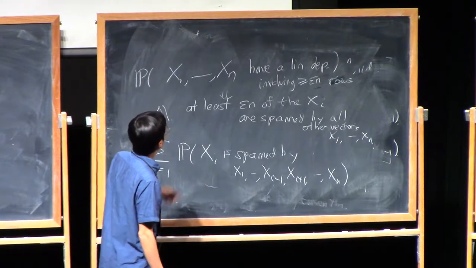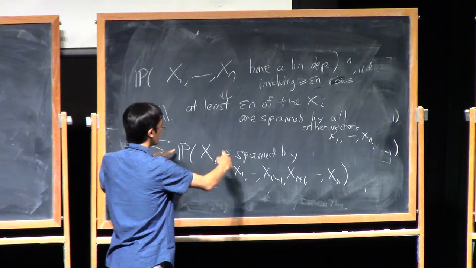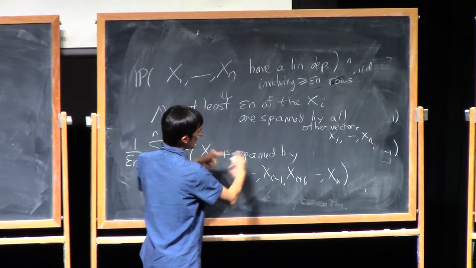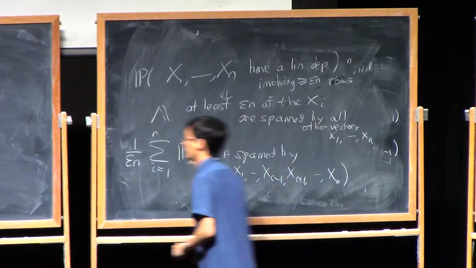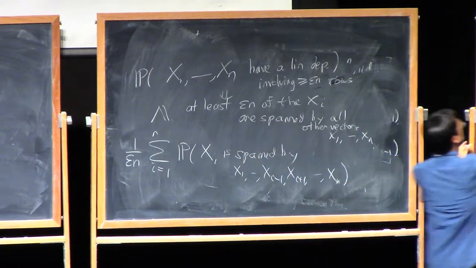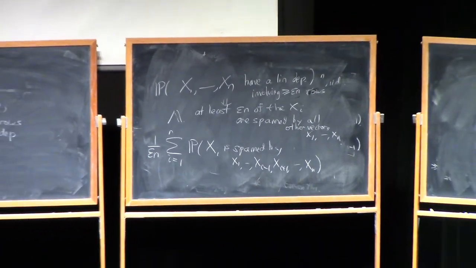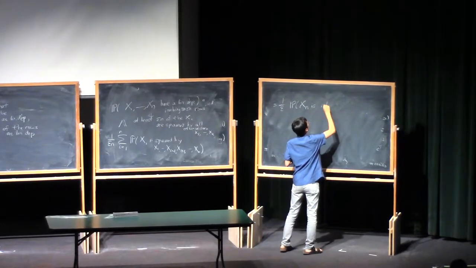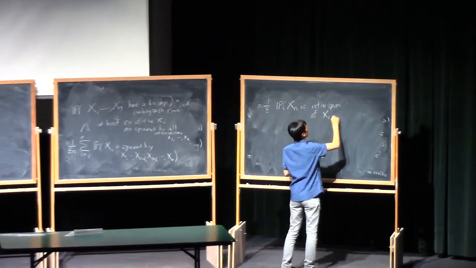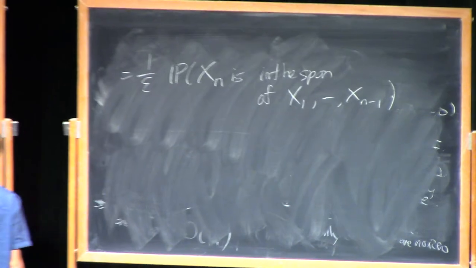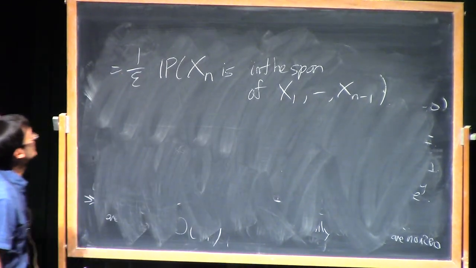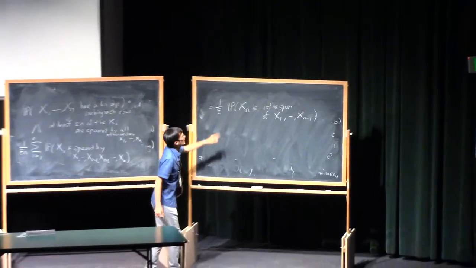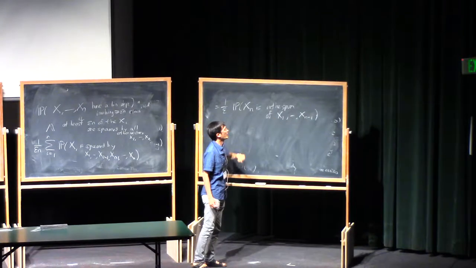Each time this event occurs, you contribute epsilon n events of this form, and so this sum must be bigger than the sum here. And you can permute the x's. This doesn't depend on i, just by symmetry. So this is just 1 over epsilon times the probability, let's say, that the last vector is in the span of the first n minus 1 vectors, which is where we were before. We now have this factor 1 over epsilon, but epsilon is like 0.1, so this is no big deal. So we want to know the probability that xn is spanned by x1 to xn minus 1.